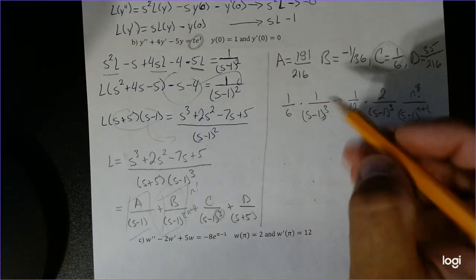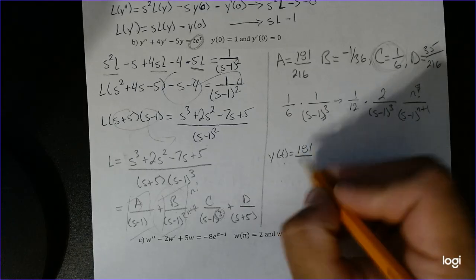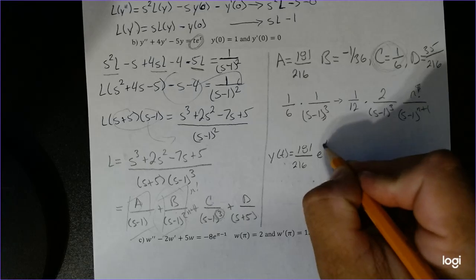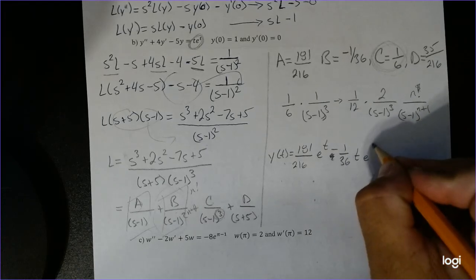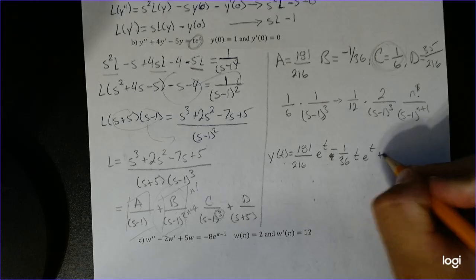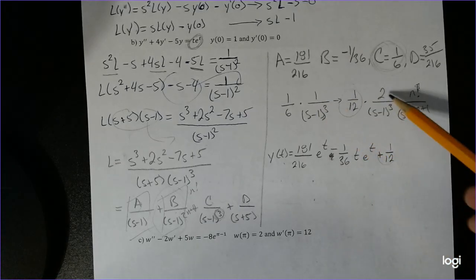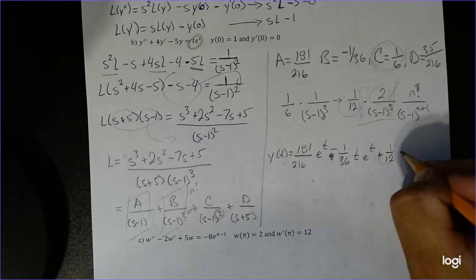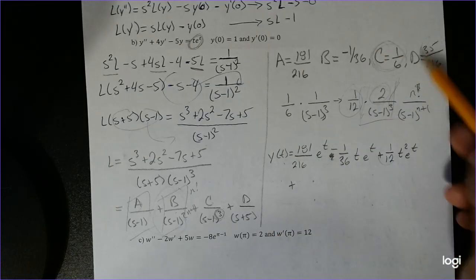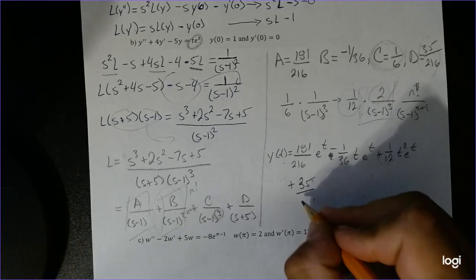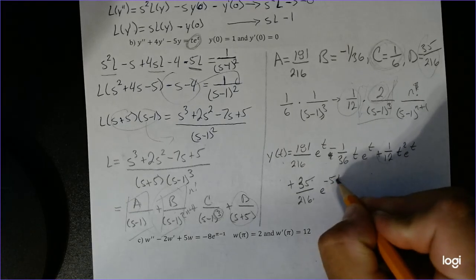So for example, my reverse Laplace, or the y value, will be 181 over 216 times e to the t plus, or minus this time, 1 over 36 t e to the t, because a is 1, plus, and now this is the situation we have here, so it's going to be t squared instead. And again, I have to use the 1/12 because this is the actual reverse Laplace here, including the 2. So 1/12 t squared e to the t. And then finally plus the last one with the d value. And this one now a is going to be -5.